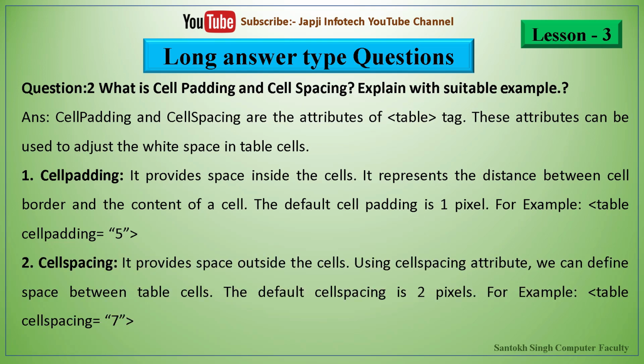And the second one is cell spacing. It provides space outside the cell. Using the cell spacing attribute, we can define space between table cells. The default cell spacing is 2 pixels. For example, left angle bracket table space cellspacing equal to, in the double quote, its size is 7. Then close the right angle bracket.